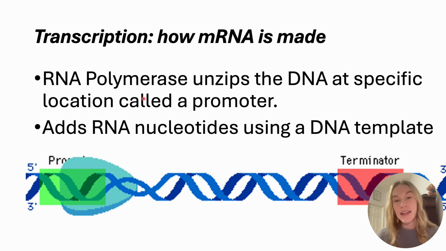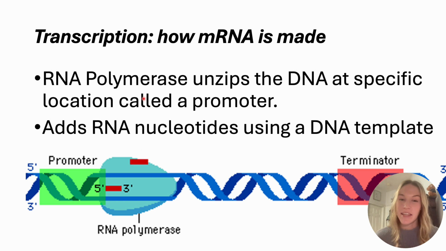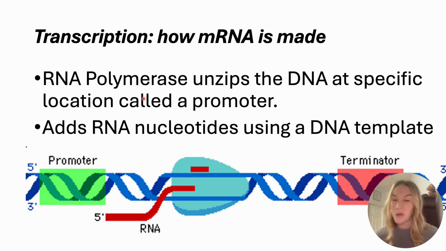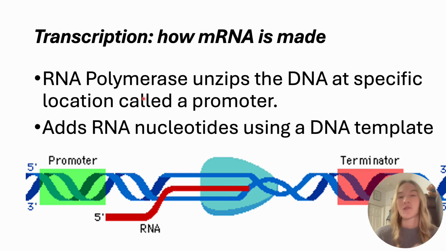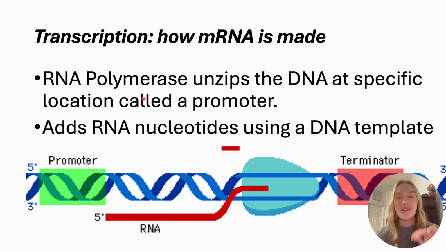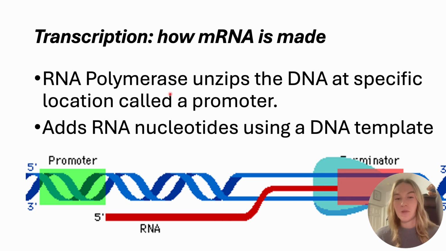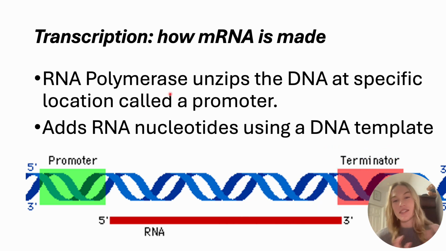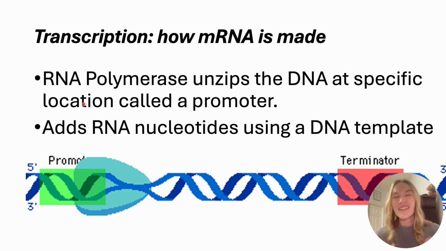RNA polymerase in prokaryotes has helicase activity. It is able to unwind the DNA on its own in prokaryotes. In eukaryotes, as far as I know, it actually relies on a transcription factor. A transcription factor is going to work with the RNA polymerase to unzip the DNA. So it's a little bit of nuance.